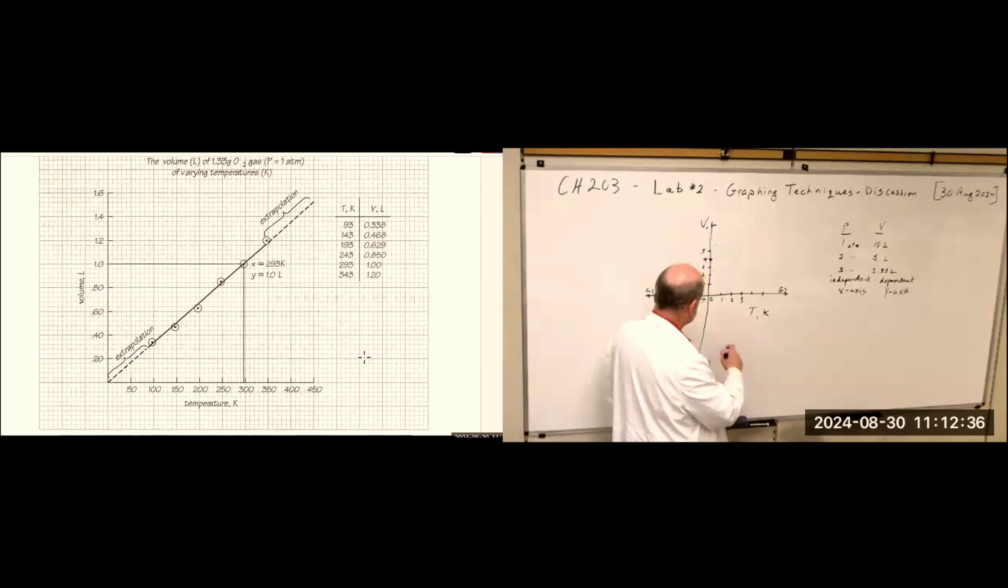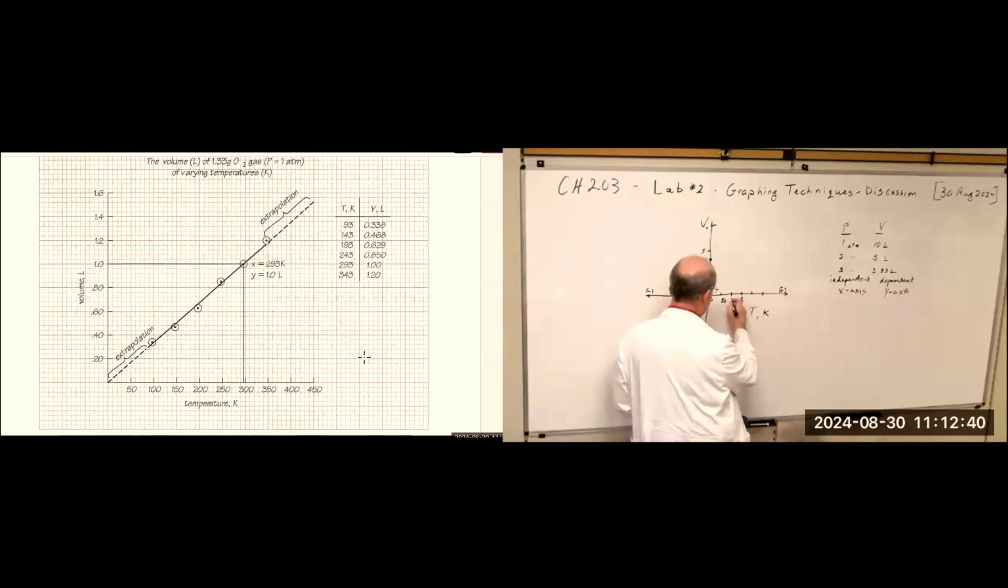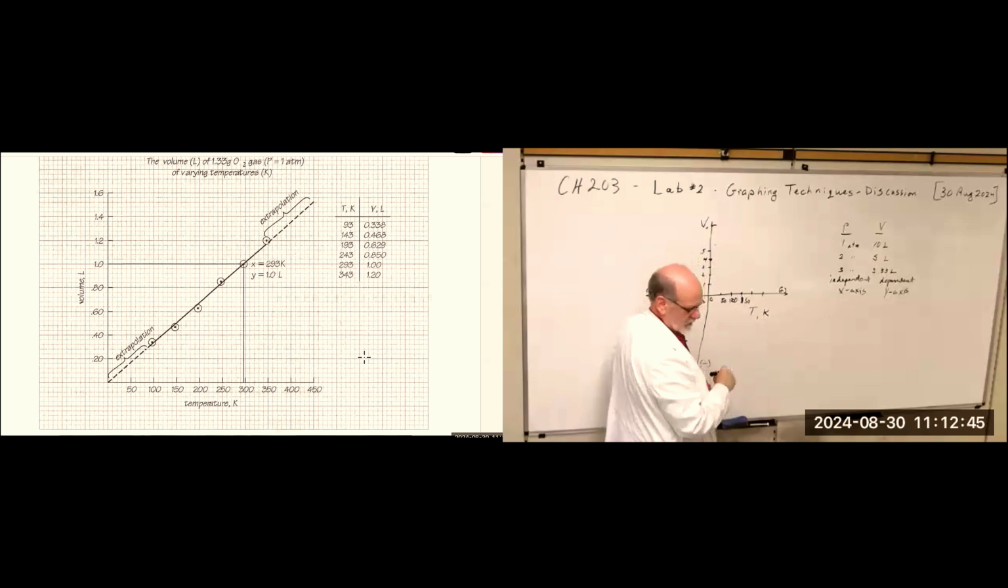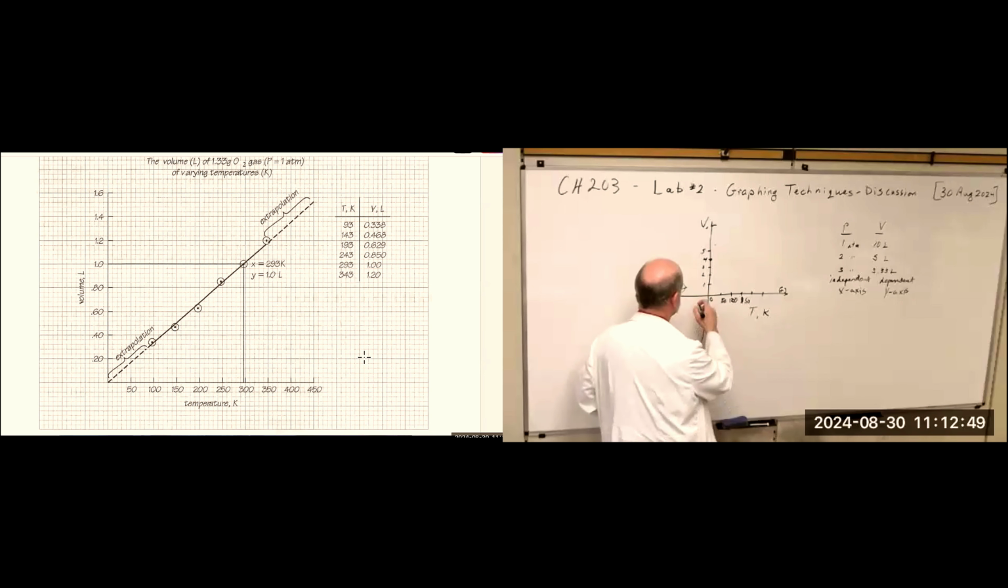In this case, we got, let's see, 50, 100, 150, and so forth. And on this one, we have volume of 0.2, 0.4, 0.6.